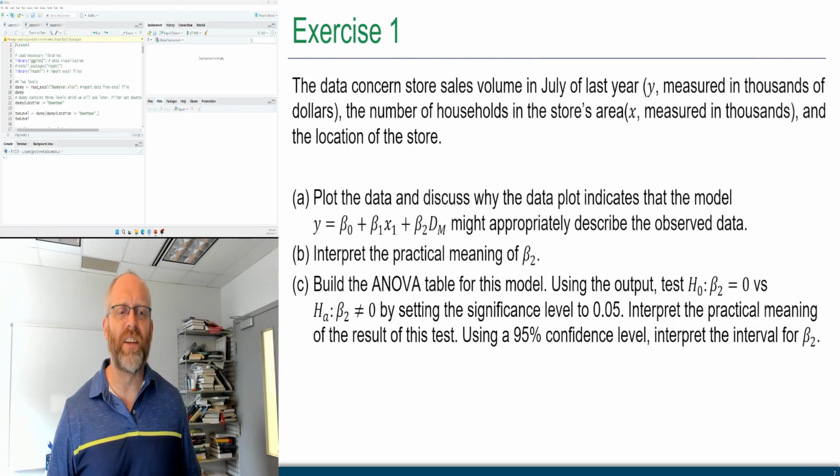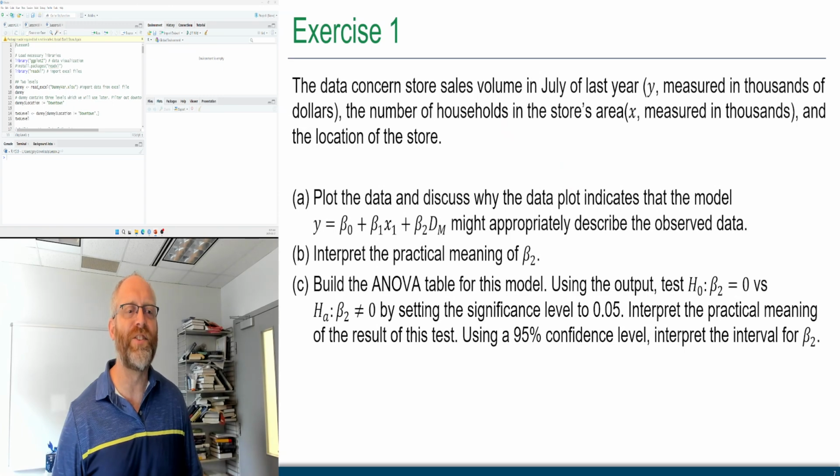All right, so this is quickly summarizing what I just said. The data concerns store sales volume in July of last year, Y, measured in thousands of dollars, the number of households in the store's area, which is X, measured in the thousands, and of course the location of the store. So again, location is the categorical, the numerical is the number of households, and the sales is the response.